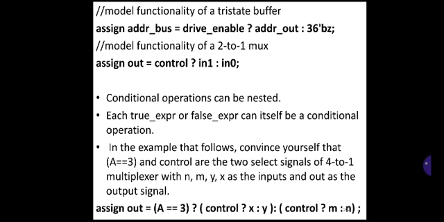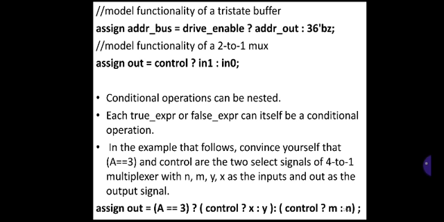Model functionality of a tri-state buffer. So there is a tri-state buffer here. Assign address bus. Address bus is the result here. We are using assign as the keyword that is used in data flow modeling. So drive enable, check the drive enable, what is the value. If it is evaluated to 1, then address out is assigned to address bus. If it is false, then it is evaluated to 0, then 36-bit Z is assigned to address bus.